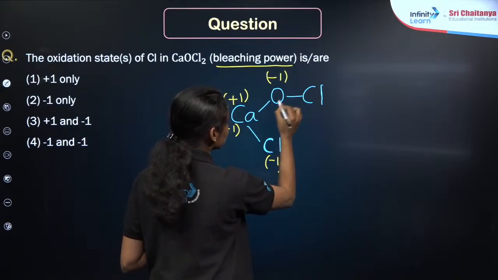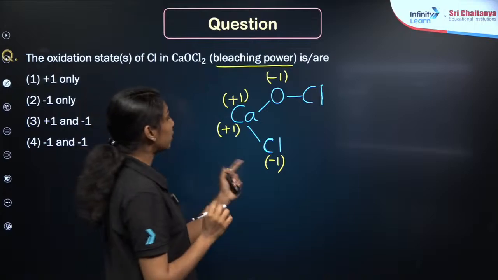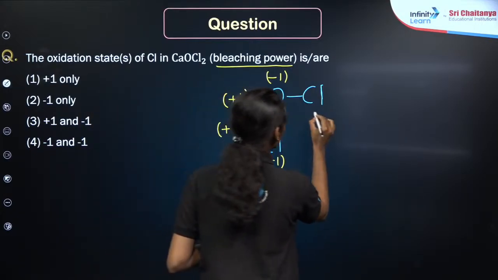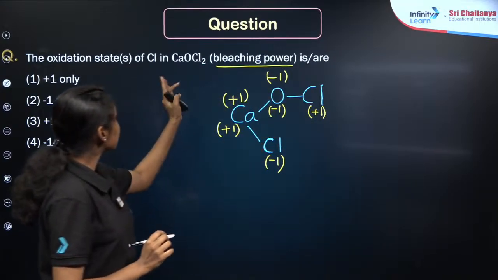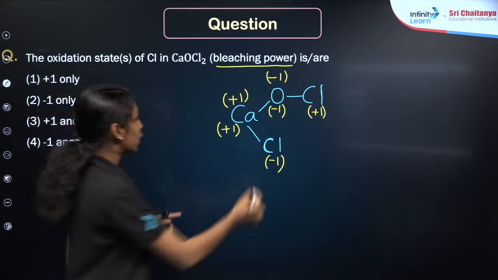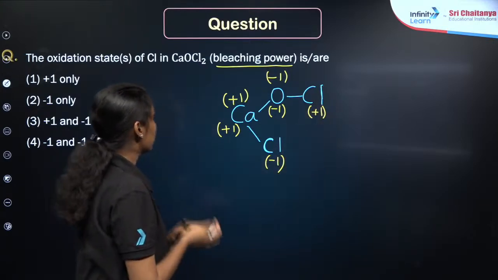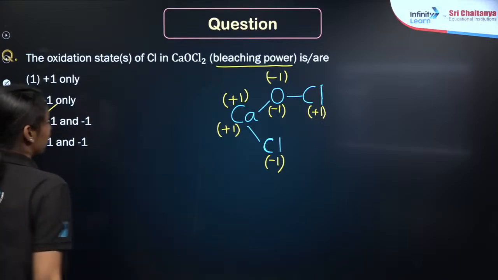Then what about oxygen and chlorine? Oxygen is more electronegative than chlorine, so it acquires a -1 charge here. Then chlorine will experience a +1 charge, which means that in CaOCl2, or bleaching powder, the first chlorine will acquire a -1 charge and the second chlorine will acquire a +1 charge. So option 3, +1 and -1, will be the correct answer. Clear?